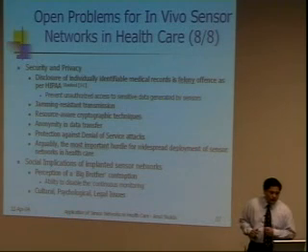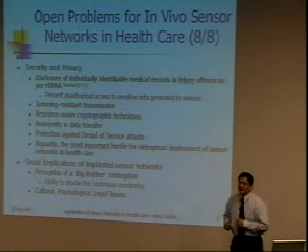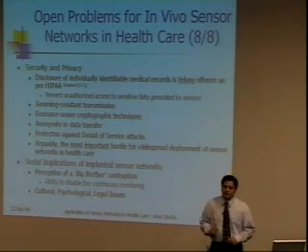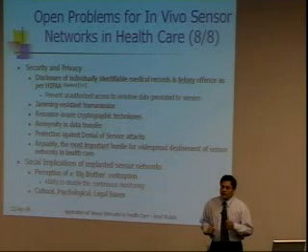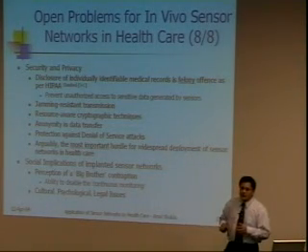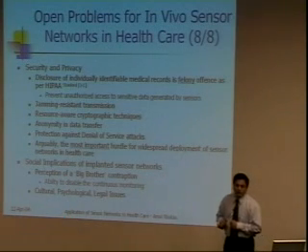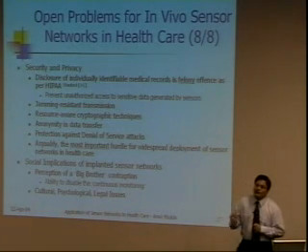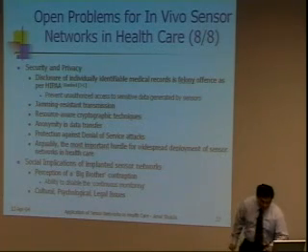We also need to take into account the social implications of implanted sensor networks. Here's a question for you. How do you convince a person that a system which has been expressly created for monitoring him on a continuous basis is not just another big brother contraption? We as computer scientists cannot ignore the cultural, psychological, and legal issues which stem from implanted sensor networks if we really want them to be used on a wide scale in health.